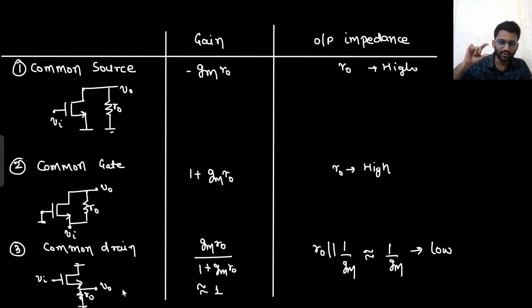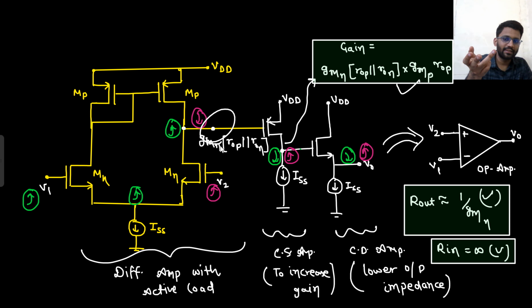For that you are going to use a common drain stage, because in the common drain stage you have low output impedance. For increasing the gain, you are going to use a common source stage. Why are you not going to use common gate? Because common gate will load your output at the first stage, and you don't want that. That's why you use common source, and your gain also increases. With the help of common drain, you get low output impedance, equal to 1 by Gm.